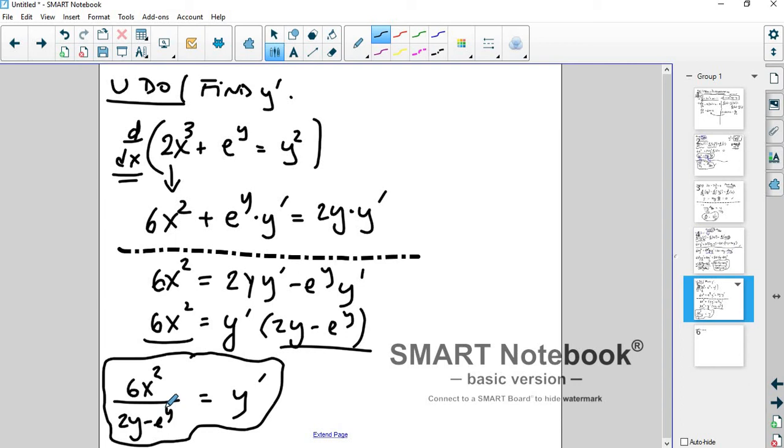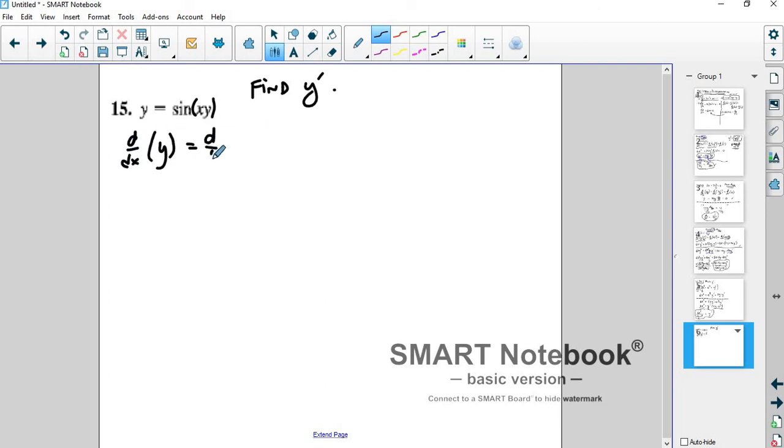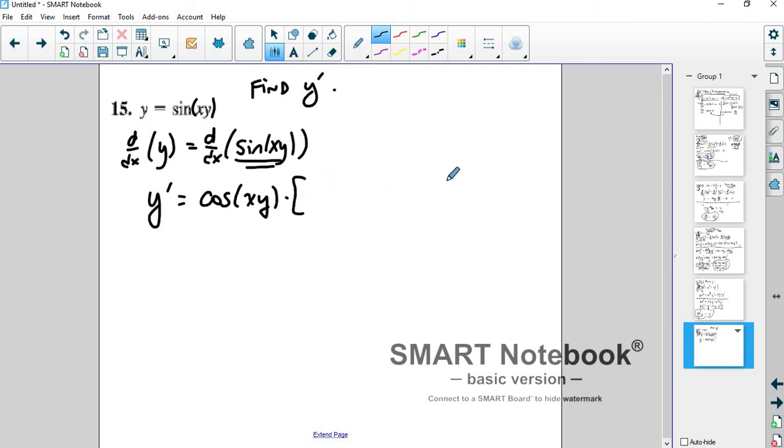I'll give you one more example here if you need it. This is y equals sine of xy. Sine of xy is inside this sine function. So if I want to find y prime, I'm going to take the derivative of both sides: derivative of y, derivative of sine of xy. So we get y prime equals, what's the big picture here? Sine of stuff. The derivative of sine is cosine, and then I'm going to multiply by the derivative of the stuff inside.